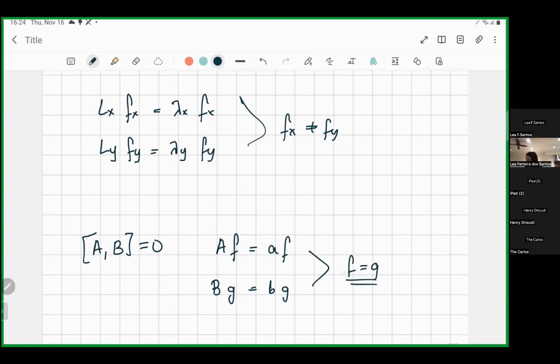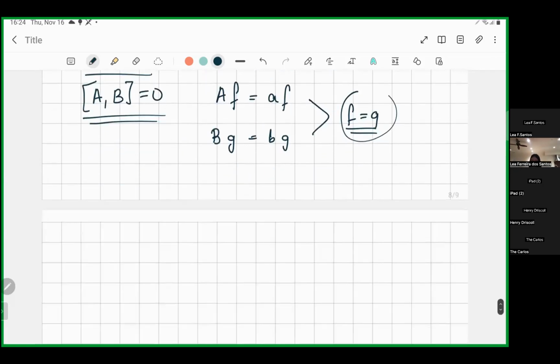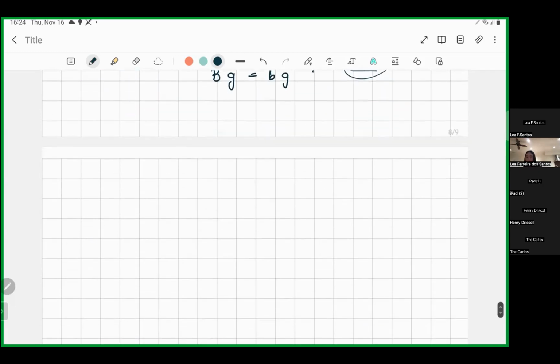Okay? So this is when they are compatible, which is not our case. In our case, the eigenfunctions of x, of y, of z are not the same. So what I want to find out is, is there any pair that I could find that does commute for this discussion about angular momentum? Is there any pair that would commute?